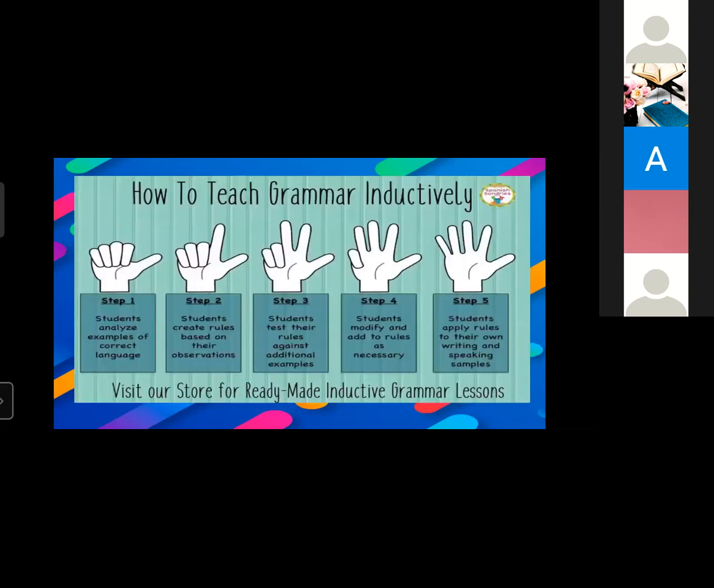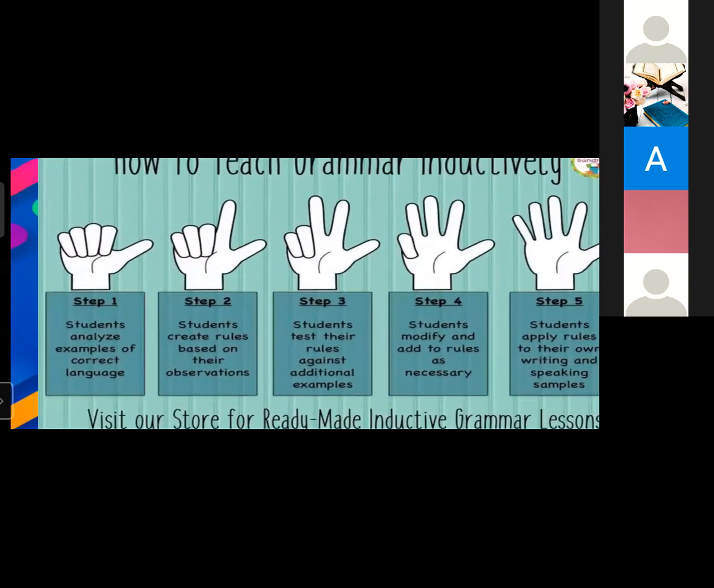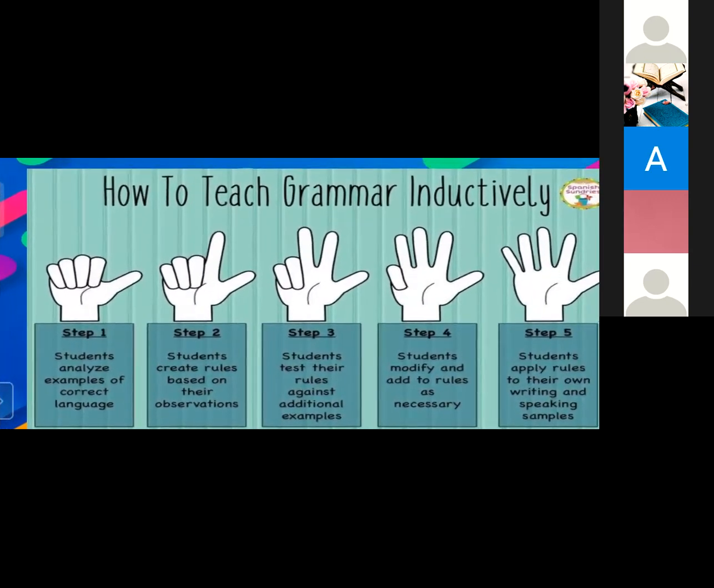Here, how to teach grammar inductively. The first step, students analyze examples of correct language. So first, as we have mentioned, you can tell them a short story, maybe of a sentence or 2, and write the sentences on the board. Students analyze examples of correct language. Here we mean they look at the examples.